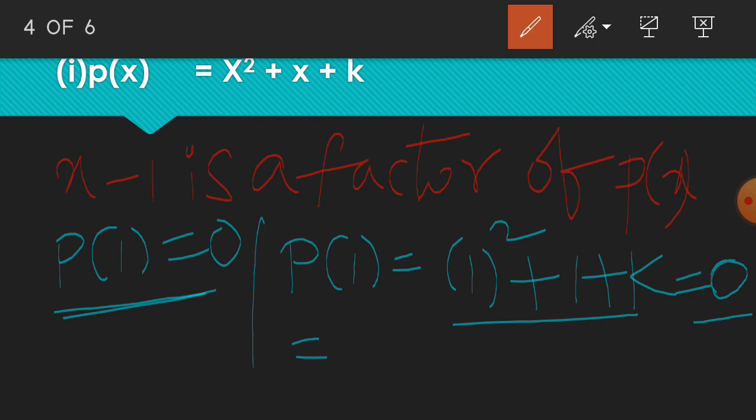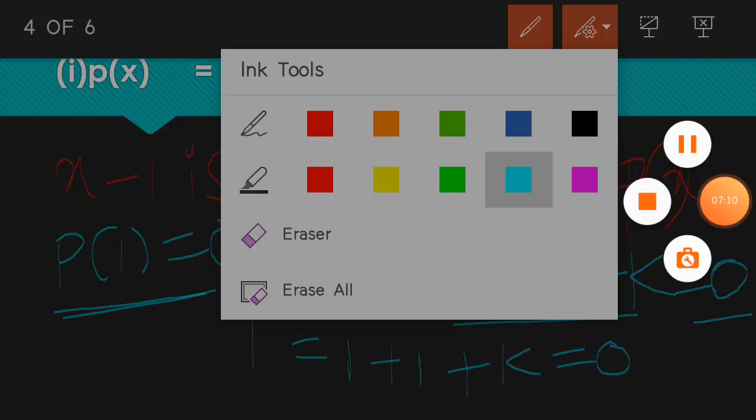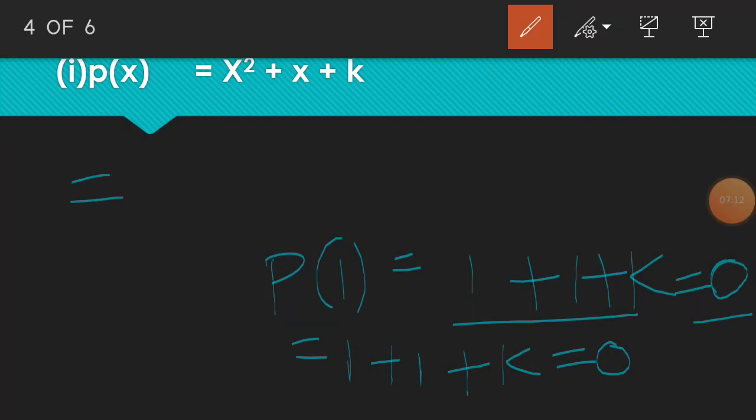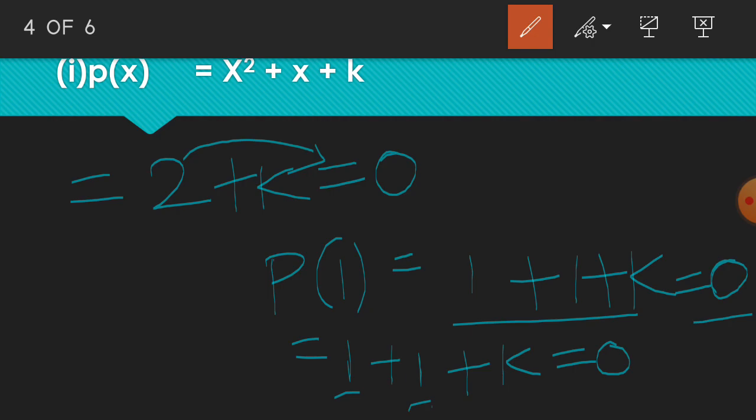Now what will be the result? 1 square means 1, and again here 1 is there, so plus 1 plus k equal to 0. Now this becomes 1 plus 1 is 2 plus k equal to 0. Now taking this 2 to the other side, it becomes minus 2. K equal to minus 2. This is how we will find the value of k.